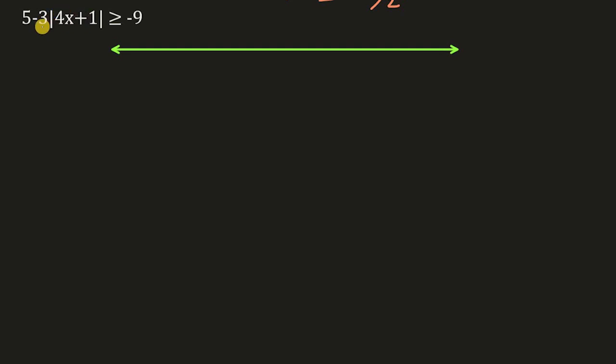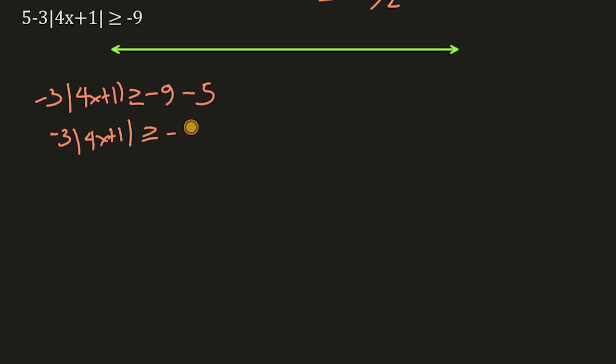naka-multiply siya dito, so hindi natin pwedeng isubtract to agad kasi naka-attach yung 3 sa 4x plus 1 in a multiplication manner. So, basically, maiwan dito yung negative 3, absolute value of 4x plus 1, tapos, greater or equal to negative 9, yung 5 na positive, magiging negative. Okay, so, that would be negative 3, absolute value of 4x plus 1, greater or equal to negative 14.